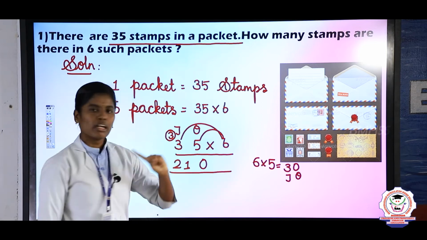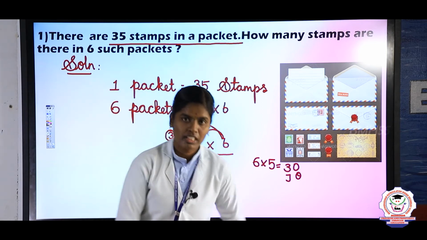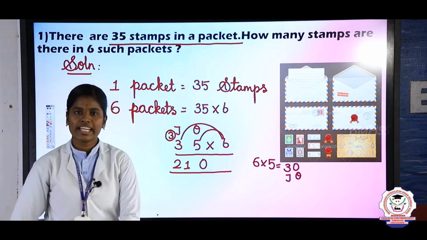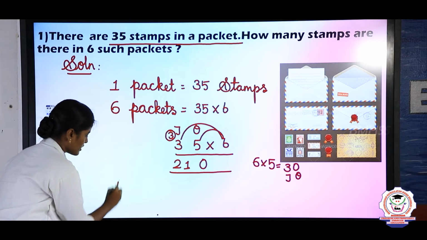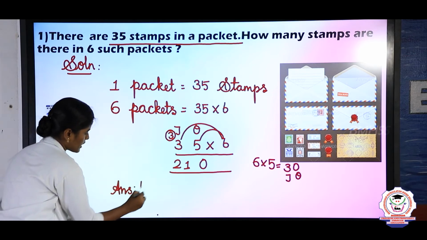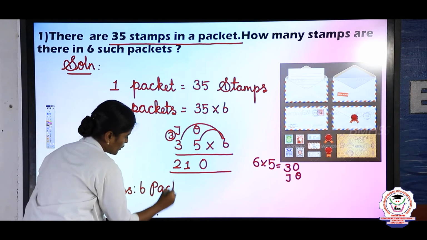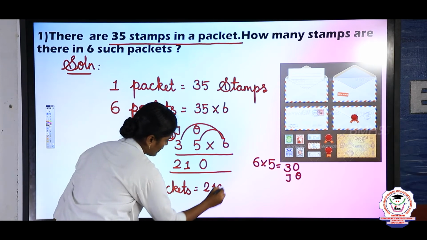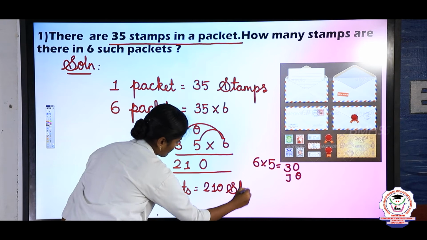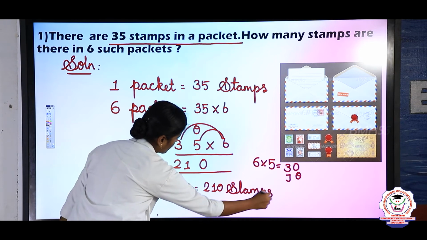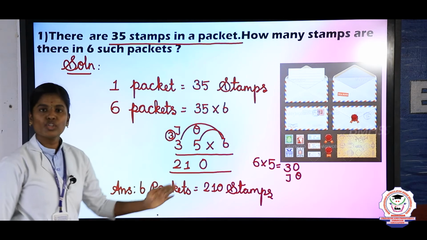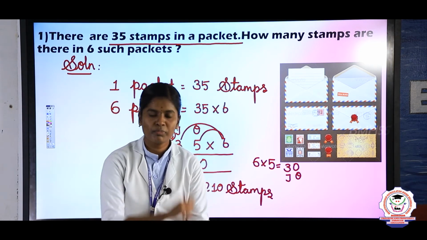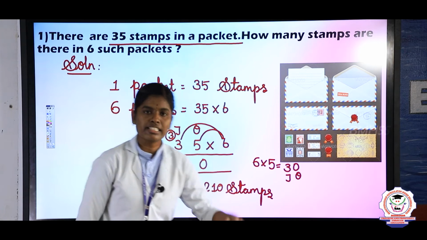So listen children, one packet has 35 stamps. The question is 6 packets. So 6 packets equal to 210 stamps. So finally write the answer. 6 packets equal to 210 stamps. So we will clear this multiplication related statement problem. Next we are going to see another example.